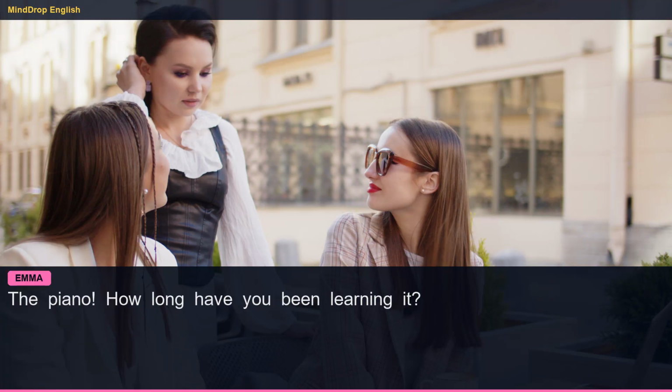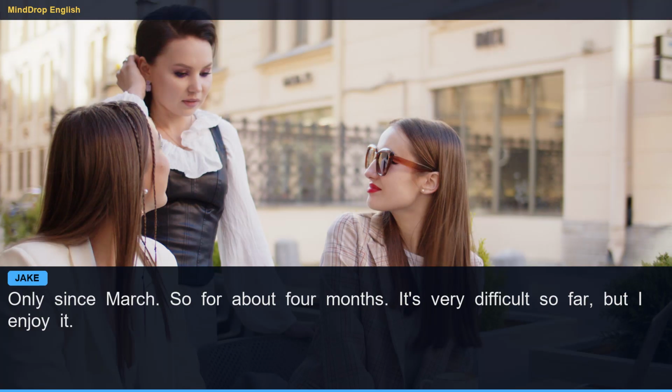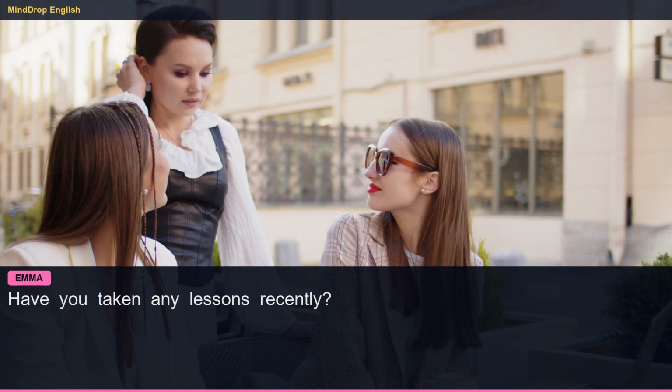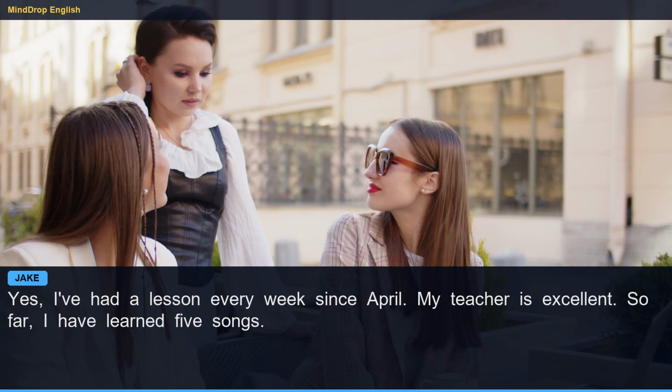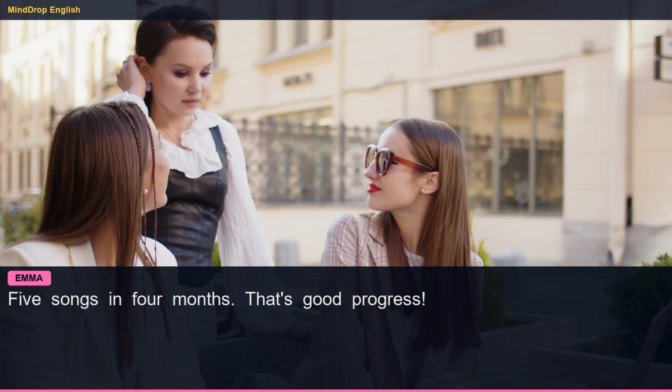The piano. How long have you been learning it? Only since March. So for about 4 months. It's very difficult so far, but I enjoy it. Have you taken any lessons recently? Yes, I've had a lesson every week since April. My teacher is excellent. So far, I have learned 5 songs. 5 songs in 4 months. That's good progress. Thank you.